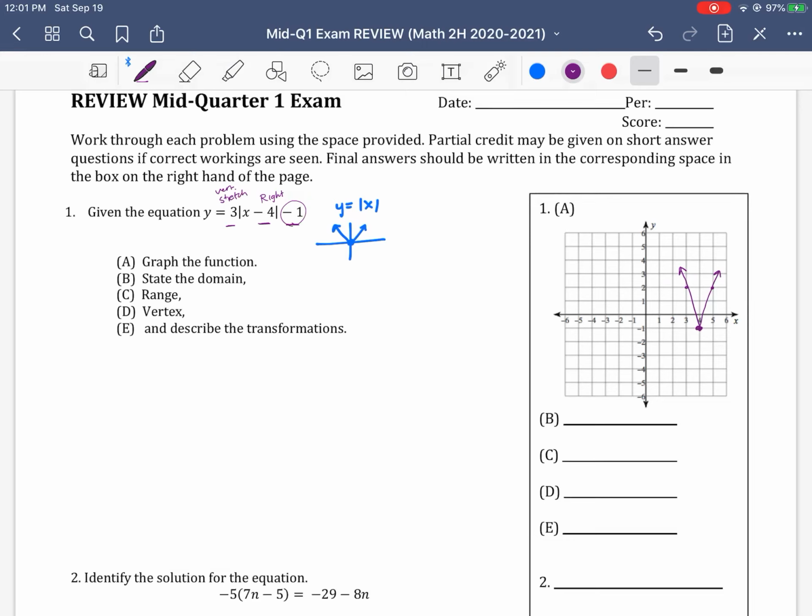Part B says state the domain. Remember, domain is the x values for which the function exists. Any x value works in this function. You can plug it in and you get a real value out.